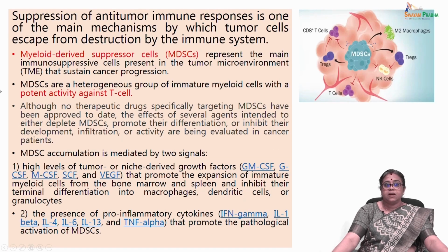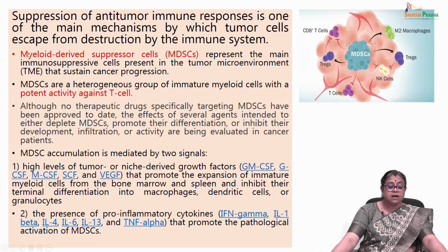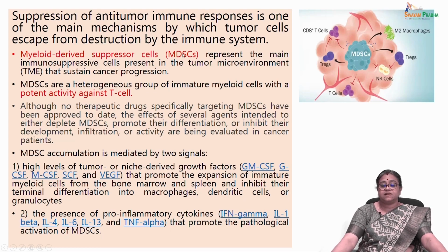Now let us see, suppression of an anti-tumor immune response is one of the main mechanisms by which the tumor cells escape destruction from the immune system. How does this happen? There are these myeloid derived suppressor cells, what we call the MDSCs. They represent the main immune suppressive cells present in the tumor microenvironment that sustain cancer progression. So, these MDSCs are the main players present within the tumor.